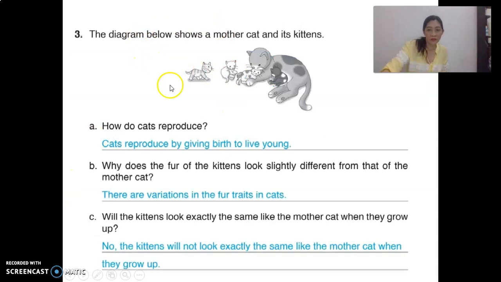Then page 33. How do cats reproduce? Cats reproduce by giving birth to live young. Why does the fur of kittens look slightly different from that of the mother cat? There are variations in the fur traits in cats. That is the answer. Will the kittens look exactly the same as the mother cat when they grow up? No. The kittens will not look exactly the same as the mother cat when they grow up. This is the answer.